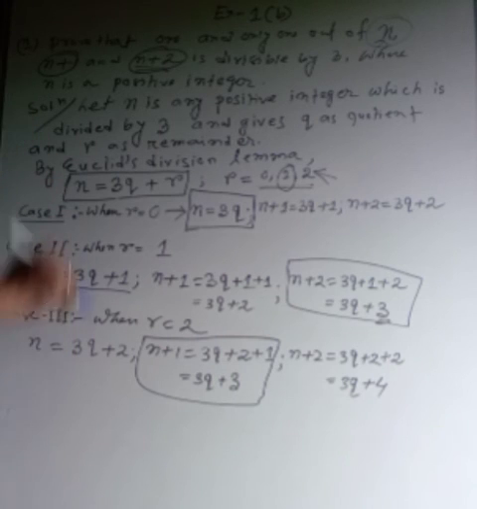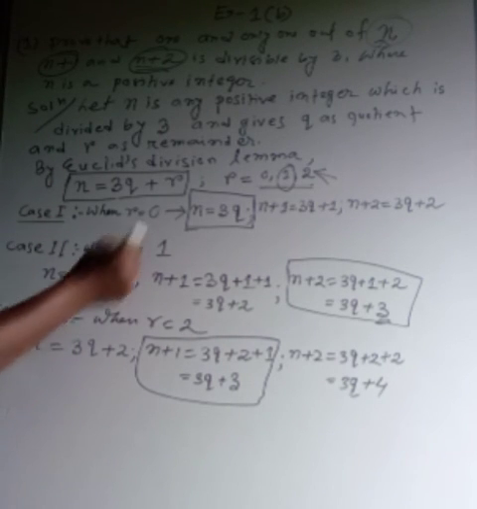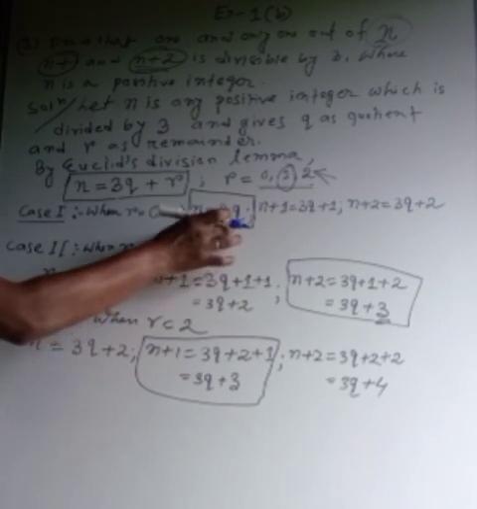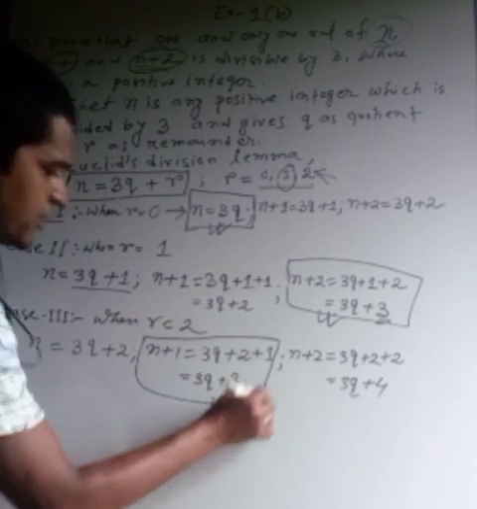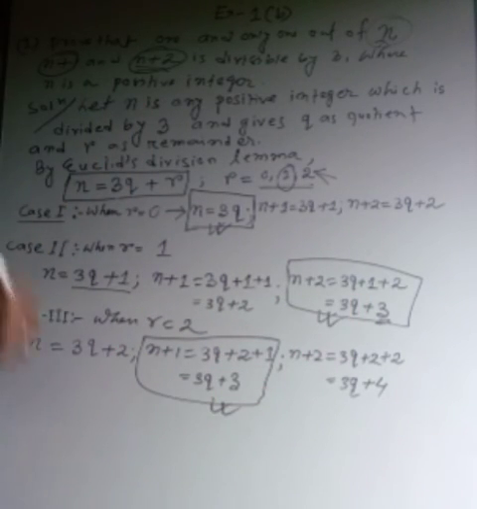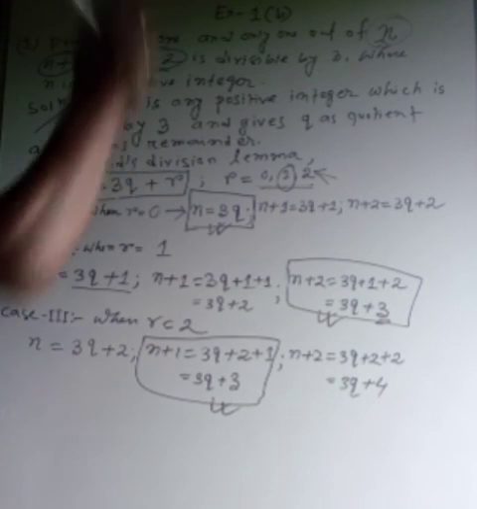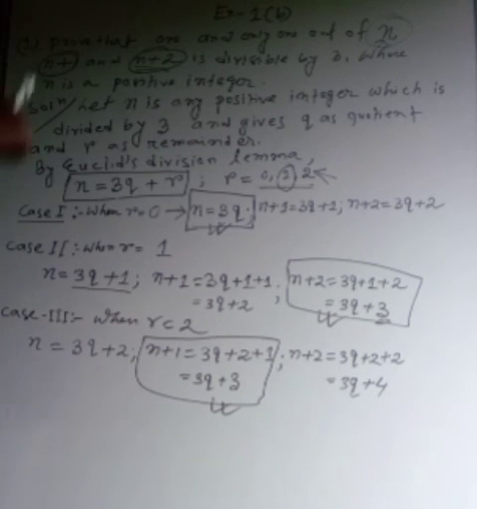So this was the case. In the first case only 1, in the second case also only 1, in the third case also only 1. So that was the question: 1 and only 1 out of n, n plus 1 and n plus 2 is divisible by 3.